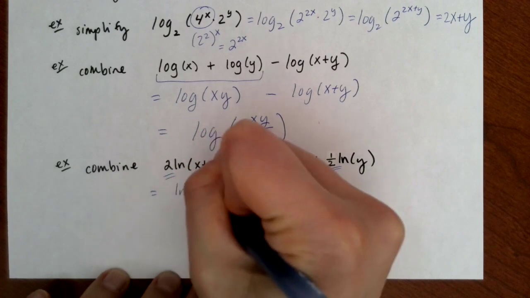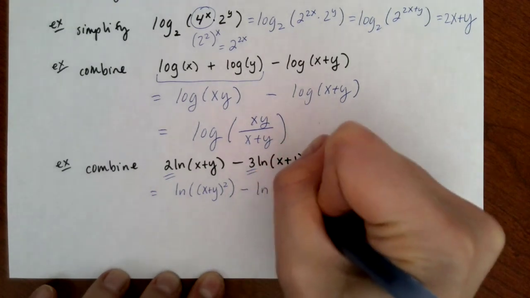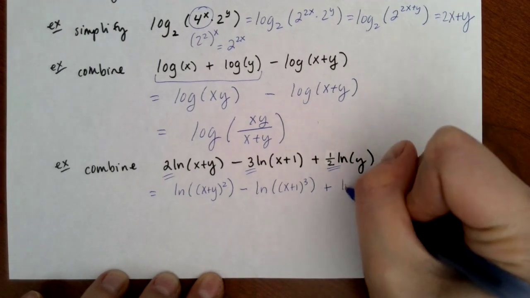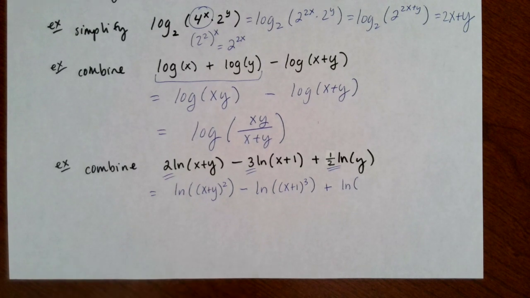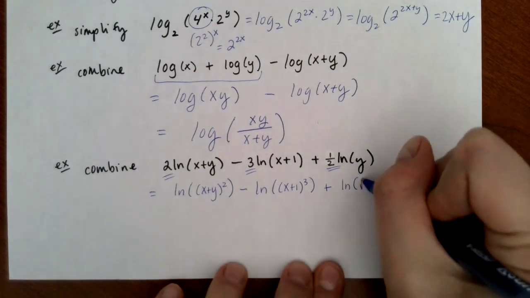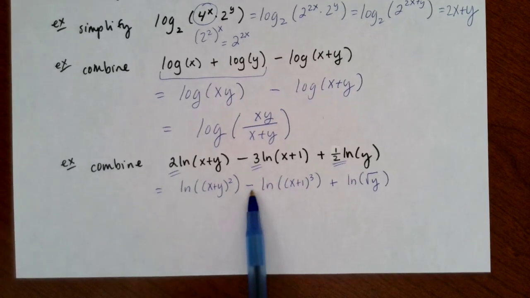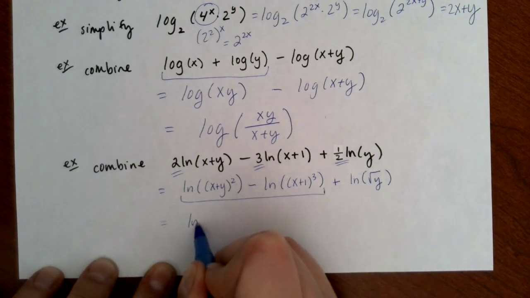So this first one becomes ln of (x plus y) squared, and then minus ln of (x plus 1) cubed. And then finally plus ln of, so in here I have y to the 1/2 power. And I know the 1/2 power is the square root. So I could choose to write that as square root of y instead, or just leave it as y to the 1/2. Either way is fine. Okay, so now that I've done that first step, now I have what I want, right? So plain log minus plain log. So now I can go left to right and combine them using those regular rules.